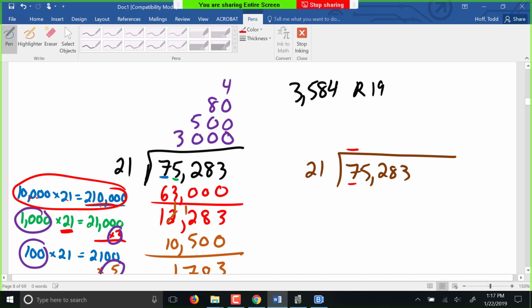10,000 times 21 is 210,000. It's too big. We move to the next place value. Here's our next place value. Does 21 go into 75? 3 times. 3 times 21 is 63. If we look closely here, that's exactly what we did. We just left out those zeros.